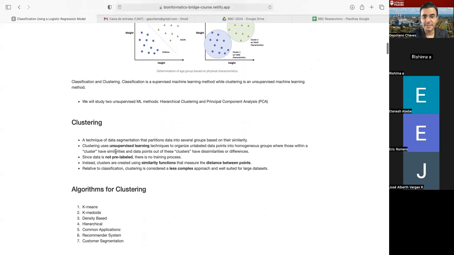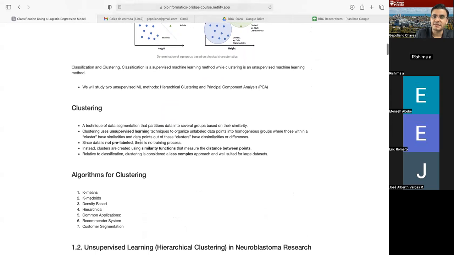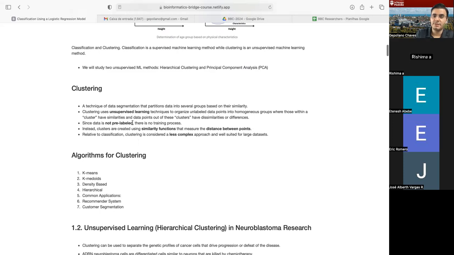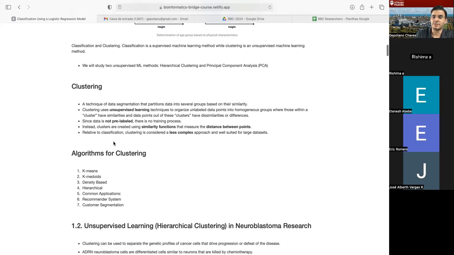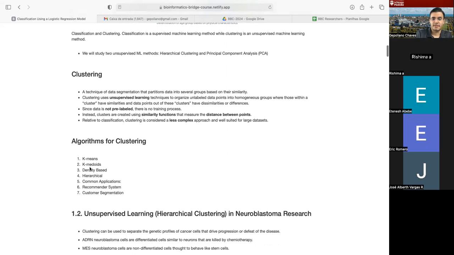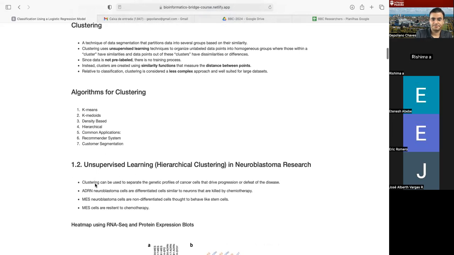So clustering is a segmentation technique that partitions the data into several groups based on their similarity, as I was saying. It's an unsupervised method. It uses data that is not pre-labeled. The data is not labeled. Here are some algorithms for clustering, including hierarchical clustering.